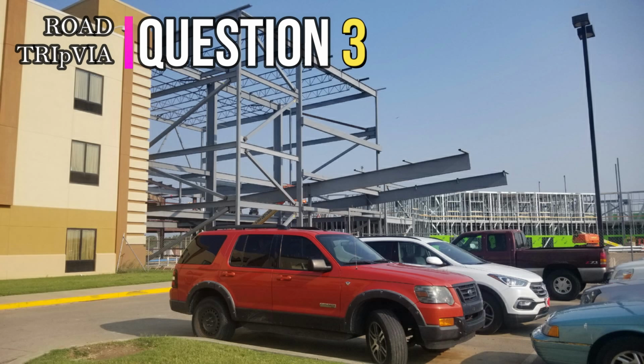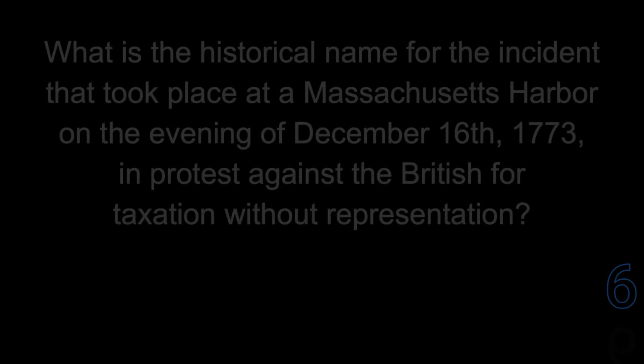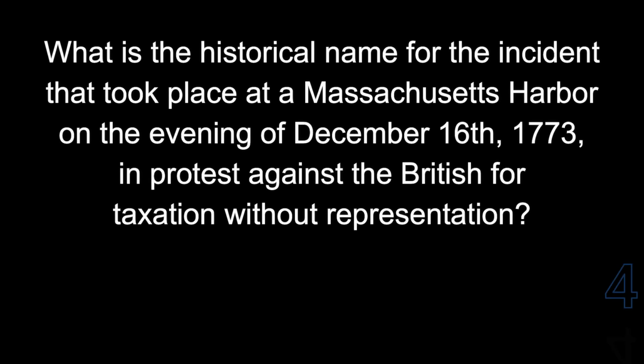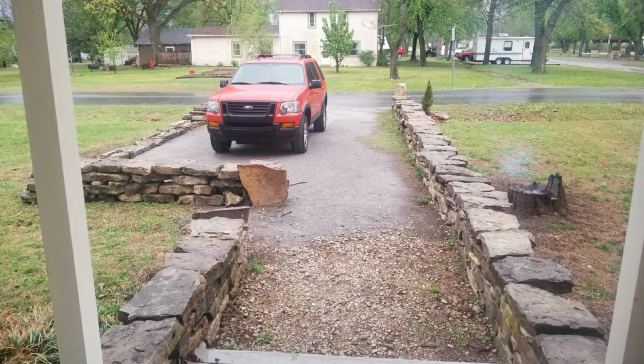Question 3. What is the historical name for the incident that took place at a Massachusetts harbor on the evening of December 16, 1773, in protest against the British for taxation without representation? That harbor in Massachusetts was the Boston Harbor. It was known as the Boston Tea Party.